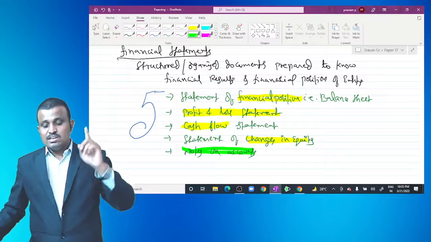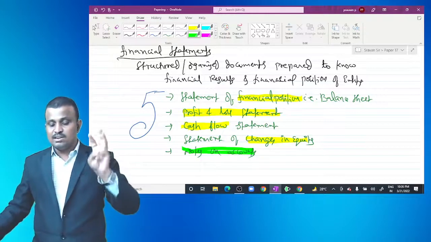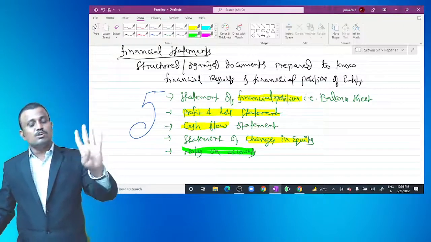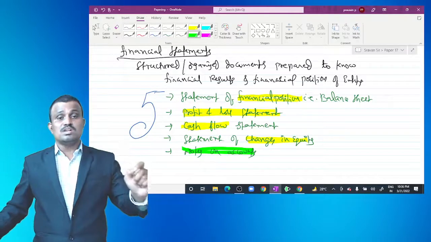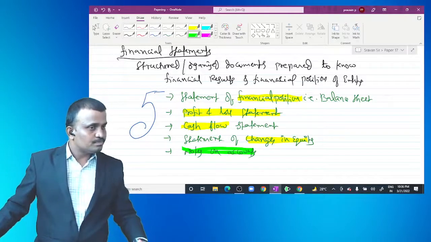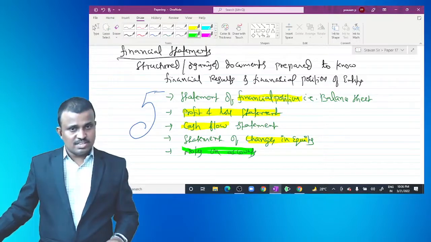One is the statement of financial position, nothing but the balance sheet. Second one is the profit and loss statement. Third one is the cash flow statement. Fourth one is the statement of changes in equity. And the fifth one is what? Notes on accounts. So these are the components of the financial statement.